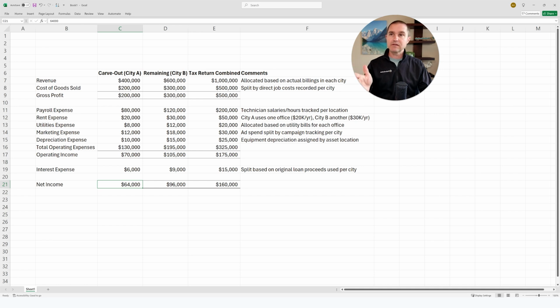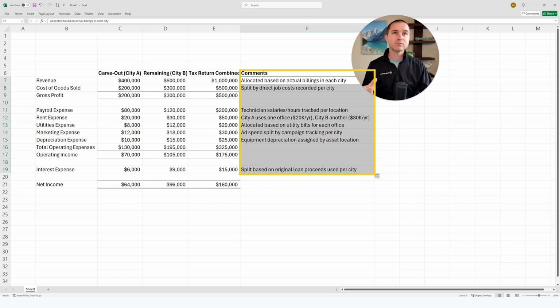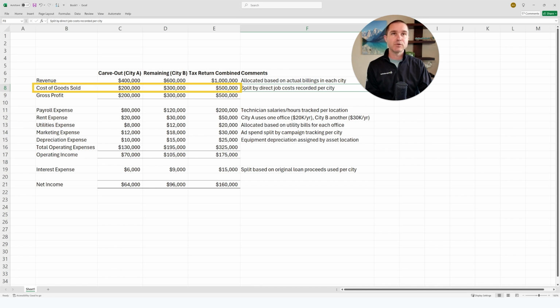Now you're going to have to make a decision to split up the revenue and the expenses for each city. And then you're going to need to leave some comments over here and give a description of why and how you split it up. In this example, we could say this was allocated based on actual billings in each city, and maybe you have receipts to back it up, and job costing records, so you can tie the cost of goods sold to each particular project.